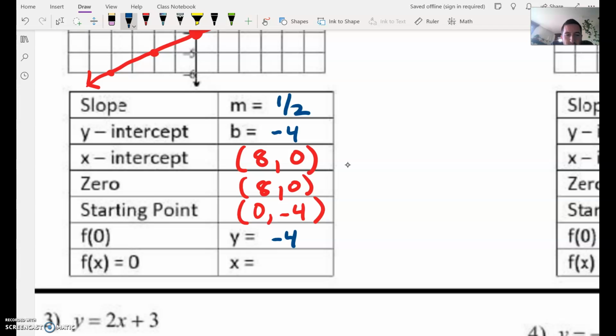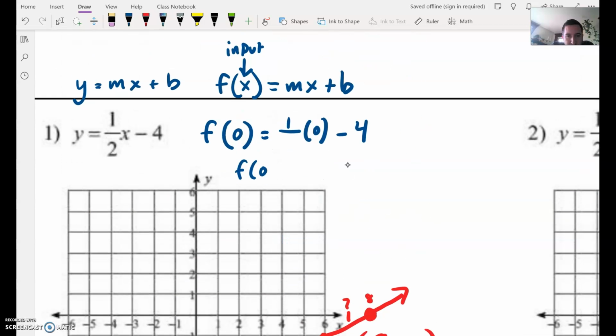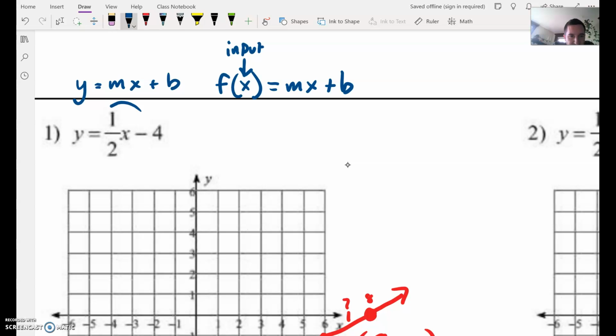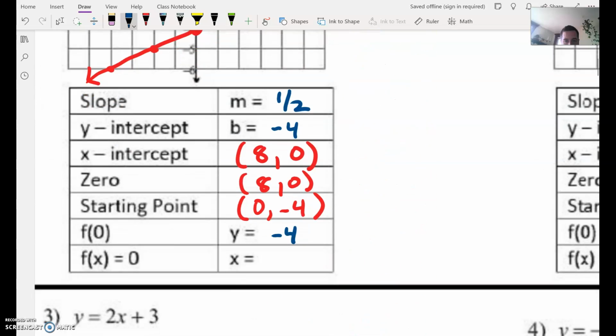And then it says, what happens if you set the function equal to 0? Well, that's slightly different. That would be me taking this function here and setting it equal to 0. So 0 equals 1/2 x minus 4. And now I need to solve this, which is what we did last unit. I need to solve for x. So I'm going to add 4 to both sides, and I'm going to get 4 equals 1/2 x. How do I get rid of that 1/2? I multiply it by 2, so I get 8. X equals 8. So when we set the function equal to 0, we get x to be 8.